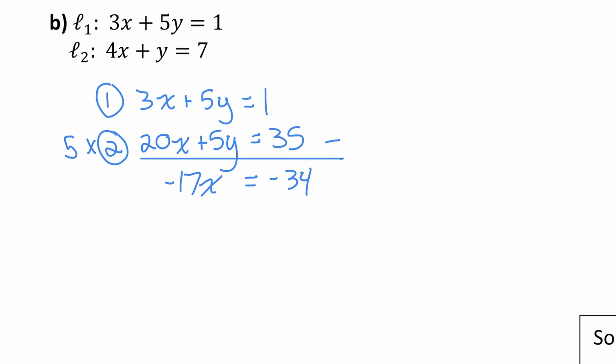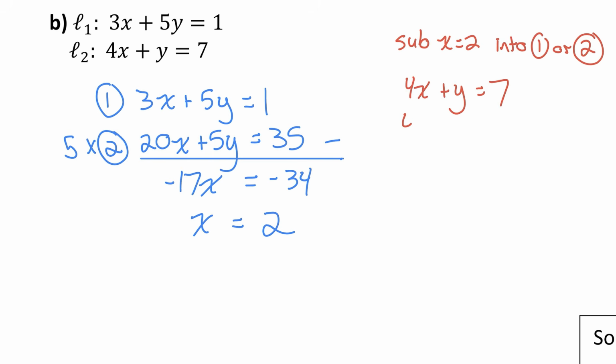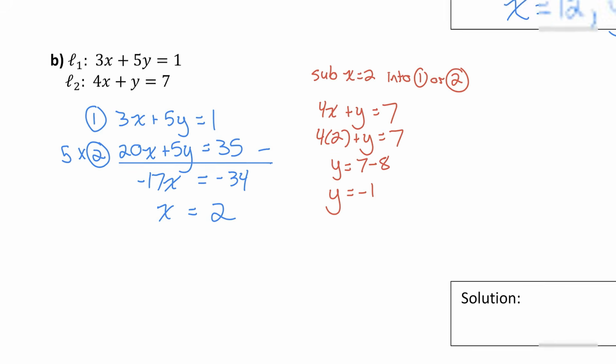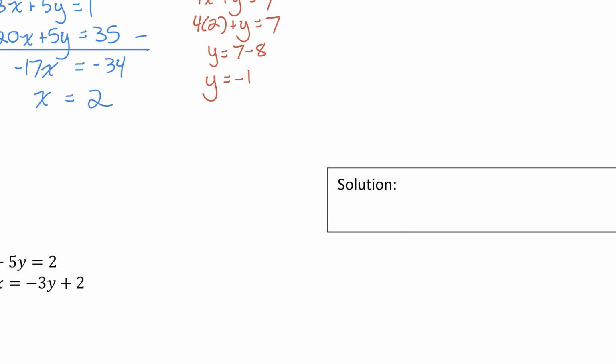Isolate x by dividing the negative 17 to the other side, and I get x equals negative 34 over negative 17, which is 2. Take that answer for x and sub it into either equation 1 or 2, and get the answer for y. I'll sub it into equation 2 this time. So I know x is 2, so I'll replace x with 2, and I get y equals 7 minus 8, so y equals negative 1. So the solution to this system is x equals 2, y equals negative 1. That's the one pair of x and y values that satisfy both equations.